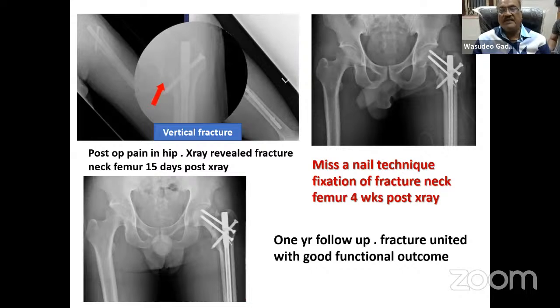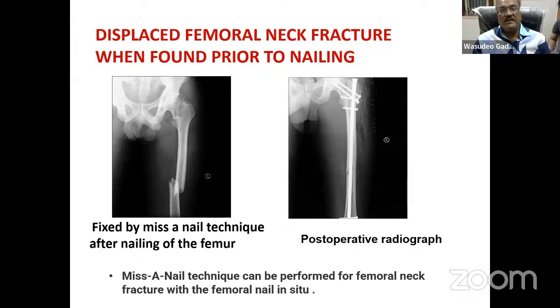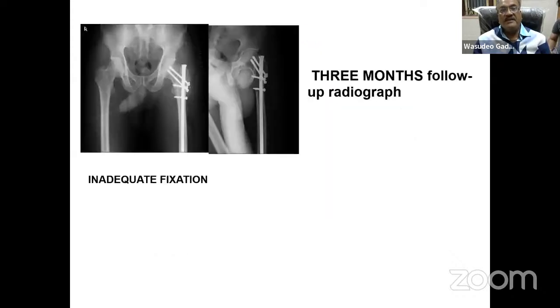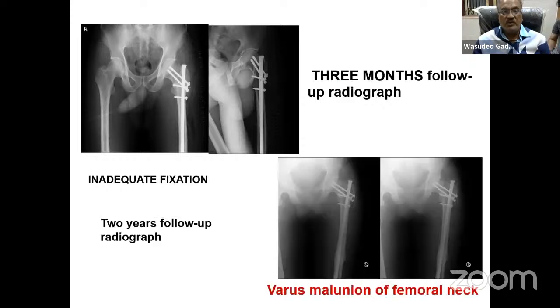So when you can reduce the fracture of the neck of the femur and it is not very displaced, and if you find it on the table, it is better to fix it by the cannulated screw technique at the time of surgery. Another example, a displaced femoral neck fracture found prior to the nailing, then the treatment plan remains something different, and this type of fixation does not give a very good result, because there is good stabilization of the femoral shaft but a very inferior quality stabilization made by a two-screw technique. Ultimately, at 3 months follow-up the radiograph was looking good, but ultimately there was a varus collapse and varus malunion. Though the fracture has united, it is united in varus and probably may require an abduction osteotomy in future.